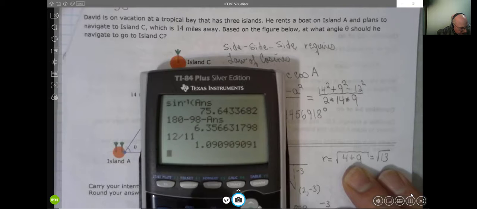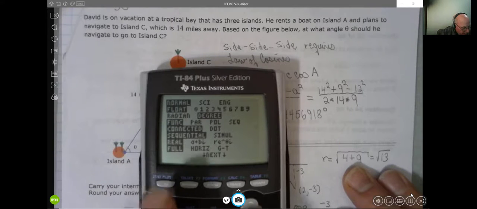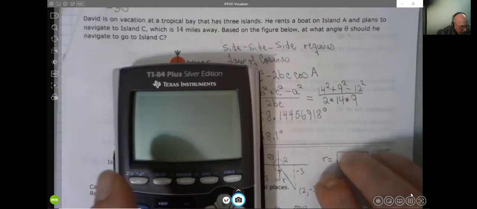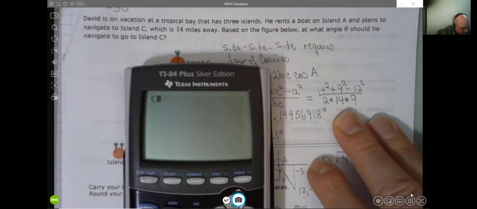First of all, we're trying to get an angle in degrees, so make sure that we're in the right mode. Then the numerator is 14 squared plus 9 squared minus 12 squared. And we want to divide that by 2 times 14 times 9.